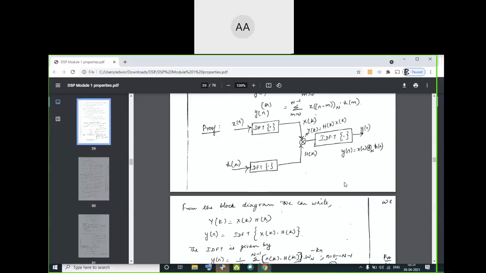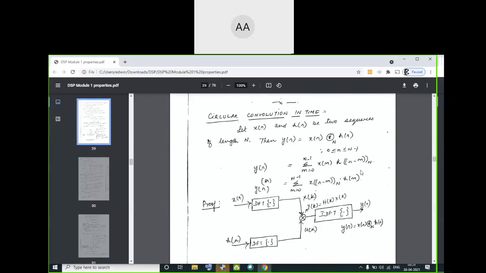Have you got this? This is the same actually. This property and the next property, circular convolution in time. Here you are going with this, x of n is there, h of n is there, x of k and h of k is there. Multiply this, you have to take IDFT, you have to get x of n into h of n.